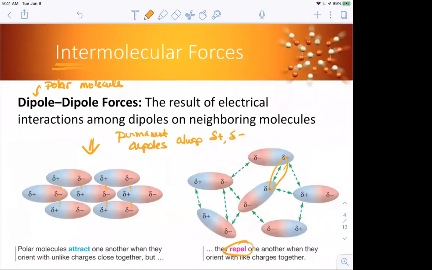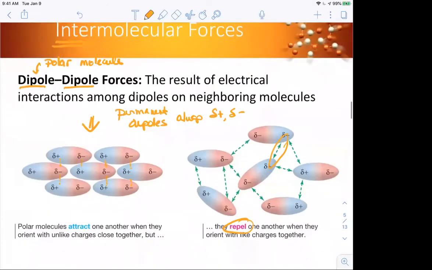So again, this is the mid-range force in the van der Waals. It's stronger than London dispersion, which we're going to talk about, but it is weaker than hydrogen bonding. So again, dipole-dipole forces.